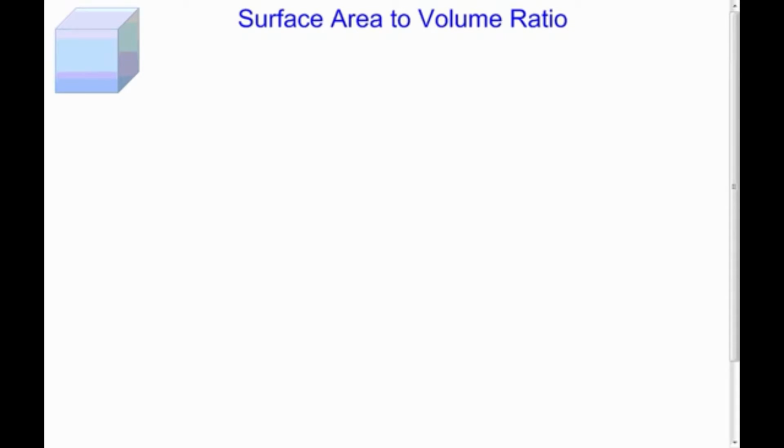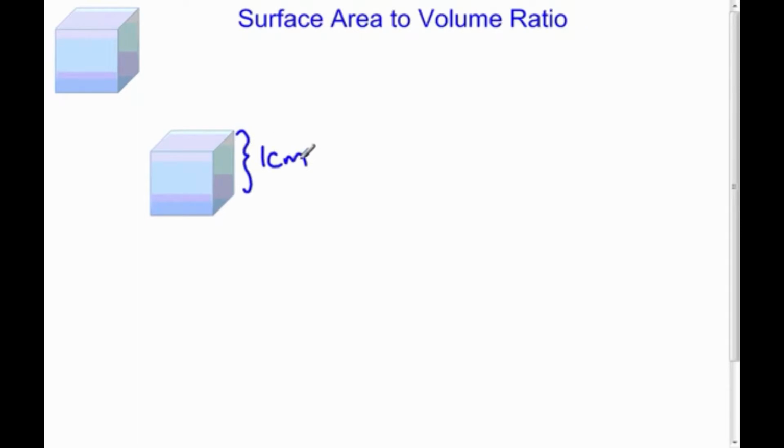When considering surface area to volume ratio for cells, I'm going to use a model in which we use a square cell, a cube, as opposed to a circle. It just makes our calculations and the math a little easier. But using that as a model will still work for any shape that you care to use. So let's take our cell here and calculate its volume.